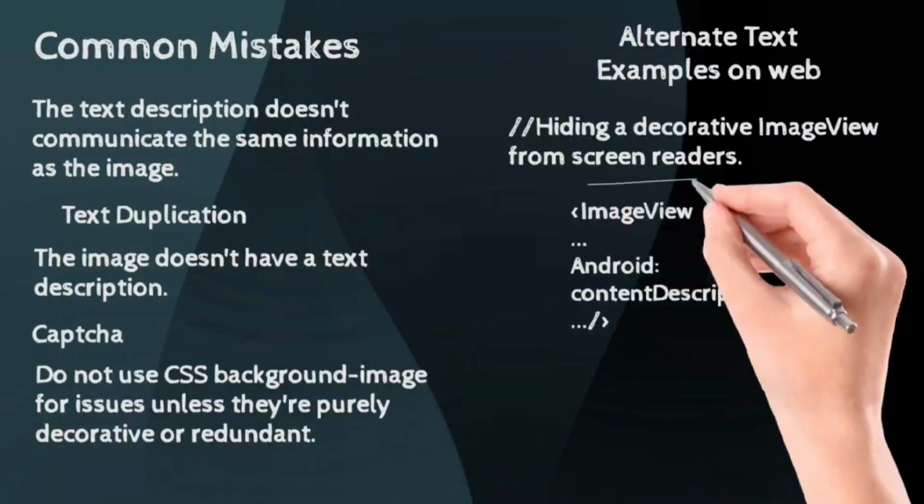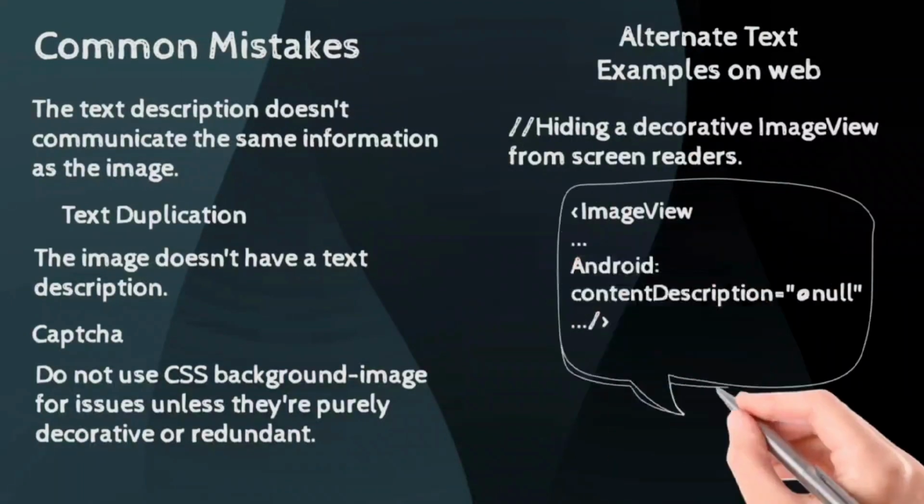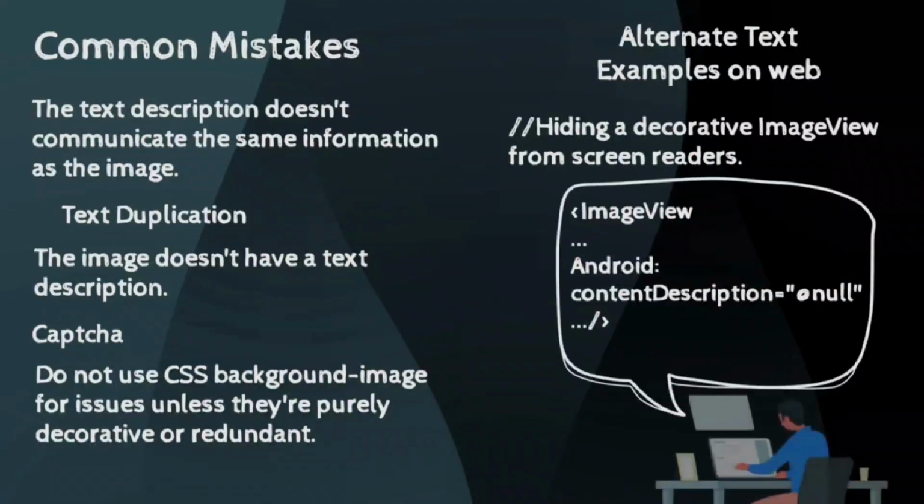An example for alternate text on the web is hiding a decorative image from screen readers.